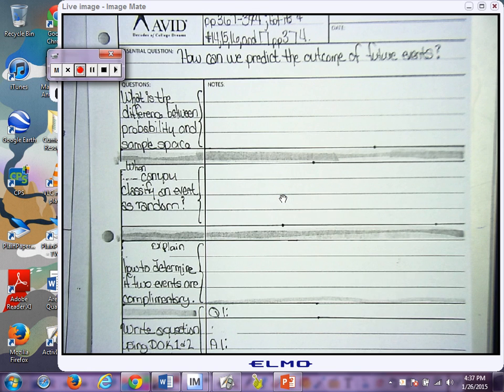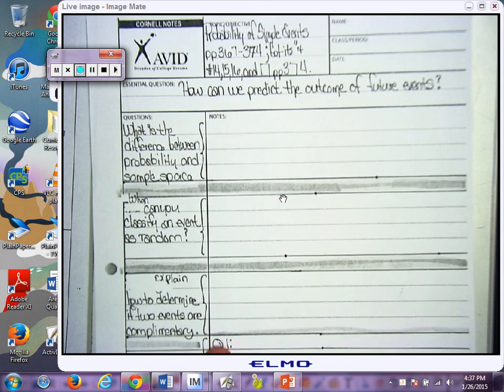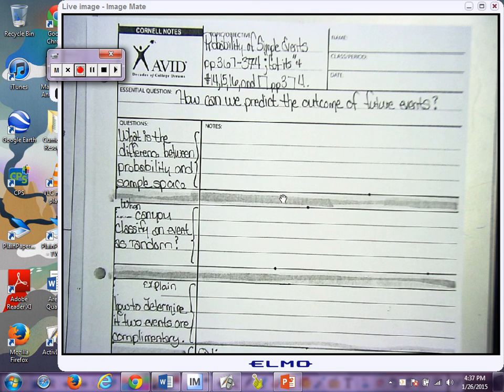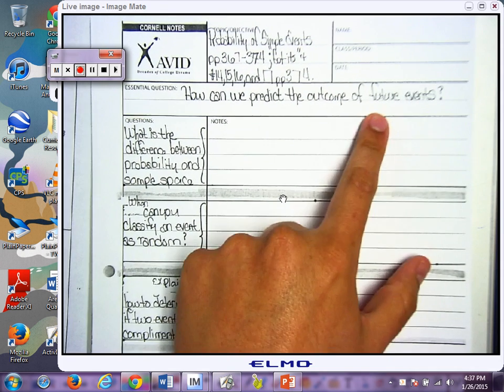Alright guys, before we move on to the lesson of probability of simple events and its complementary, I'm going to show you what you're going to be creating as we go along with our notes. Now each of you is going to have a Cornell Note worksheet, and our essential question is, how can we predict the outcome of future events?